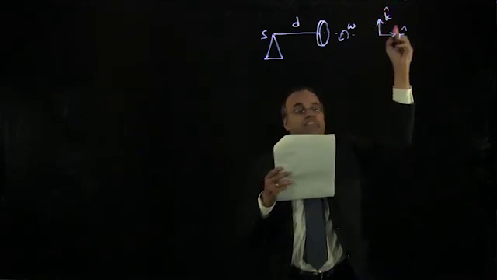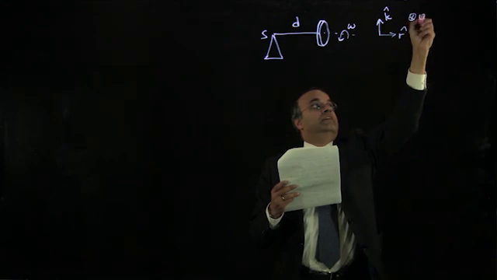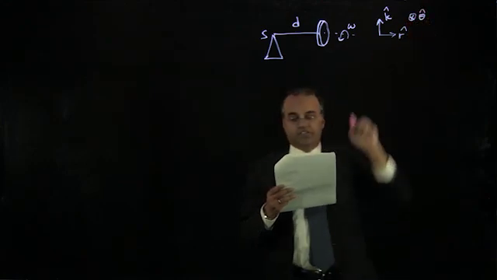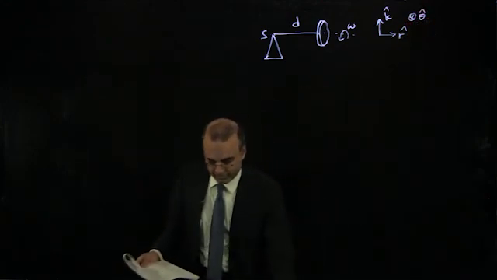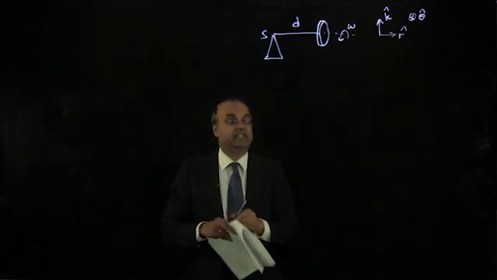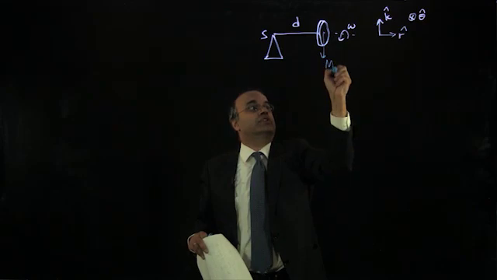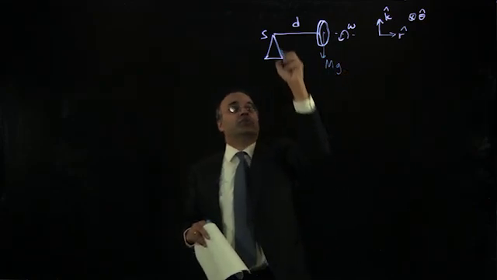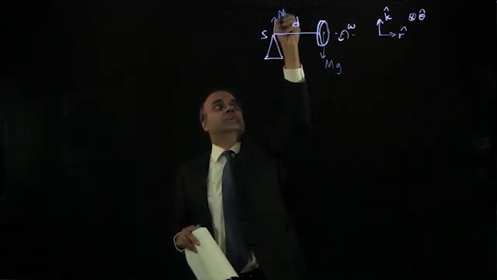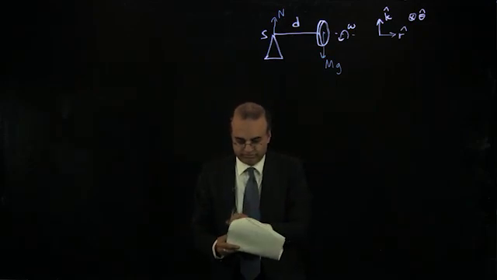That's the k hat direction, and theta hat is into the screen. Now again, the weight is acting downwards at the center of mass of the wheel. There's a normal force acting upwards.